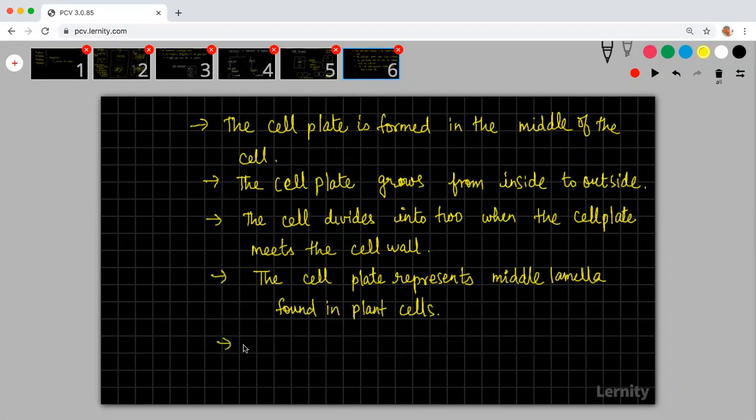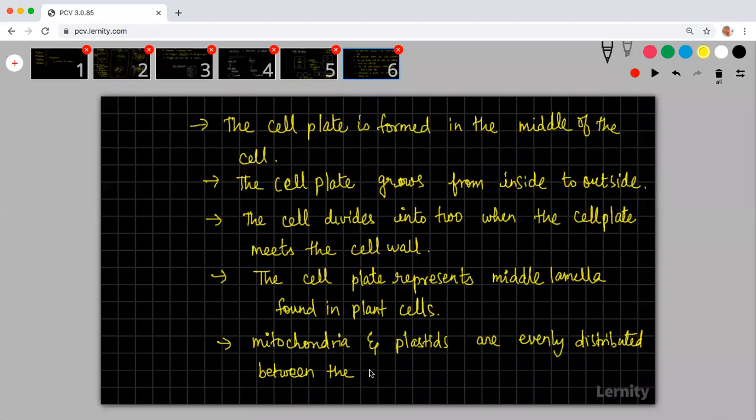And what happens to the mitochondria and plastids? Mitochondria and plastids are evenly distributed between the two cells. Okay, so this is what is for plate formation.